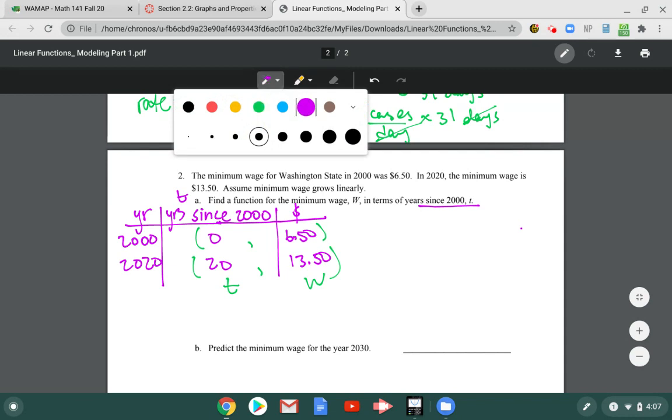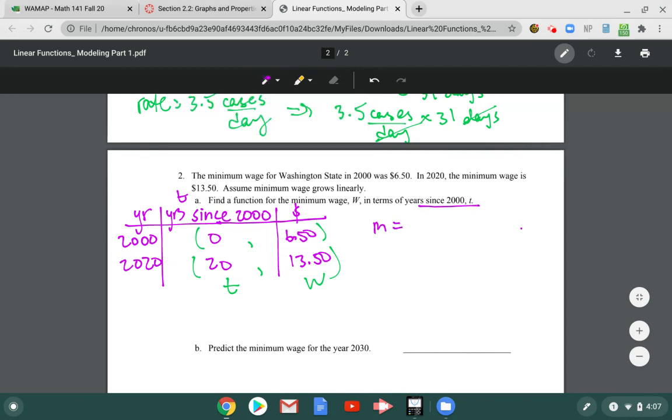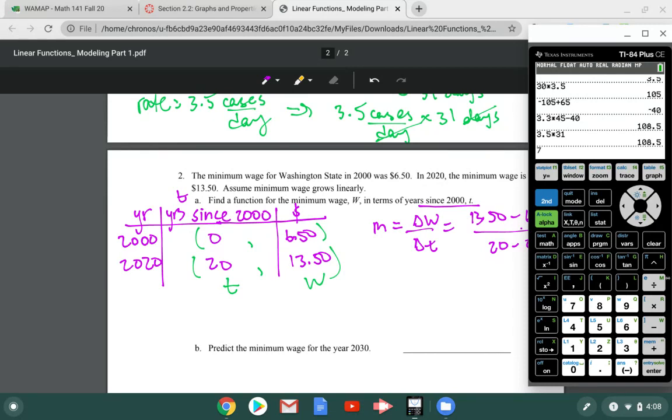The very first thing that I need then is M, as always. So M is equal to the change in this case, W, over the change in T. So we're going to do W 1350 minus the initial W of 650 divided by 20 minus 0. 1350 minus 650, that's 700. So in my calculator, I want to go ahead and take 7 and divide that by 20.